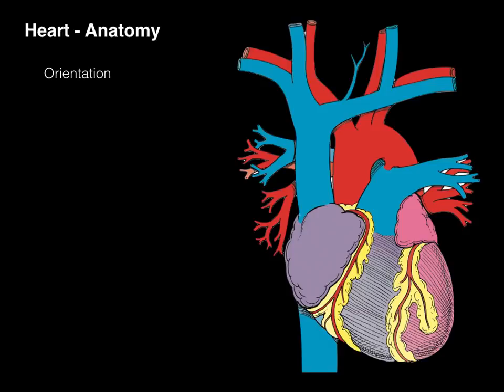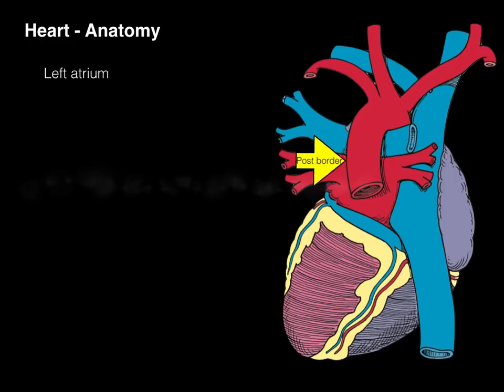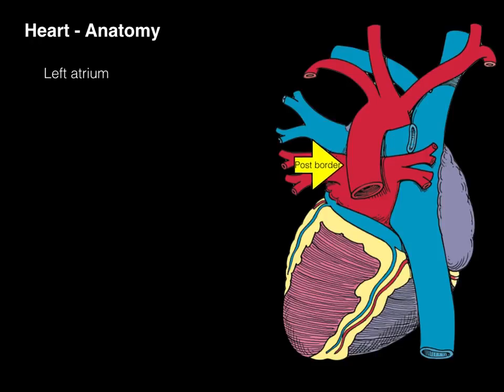Now the orientation of our chambers is a little interesting. Here's an anterior view of the heart. The right border of the heart is primarily the right atrium. Now, the right ventricle primarily forms the anterior border of the heart. It's the part of the heart that is touching the sternum and the associated costal cartilage. The left atrium forms the posterior border of the heart. This is the part of the heart that actually touches the esophagus. It's the most posterior portion.